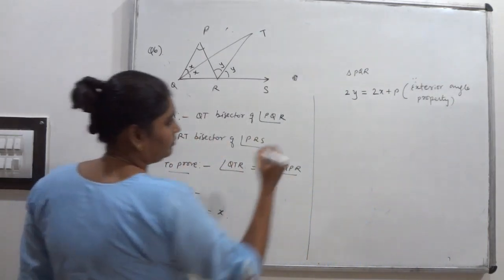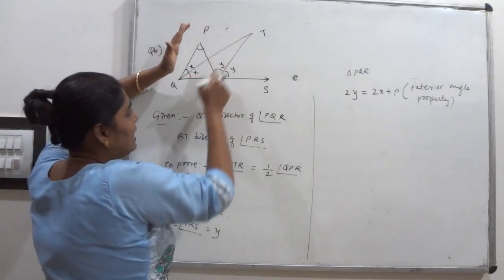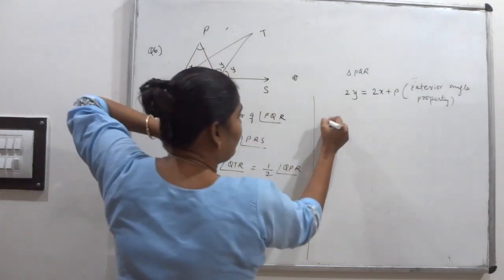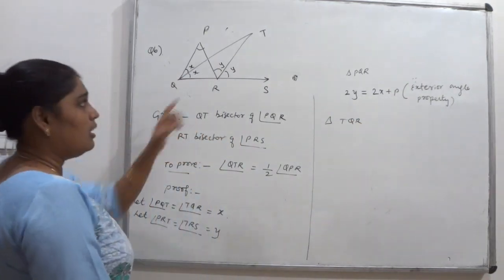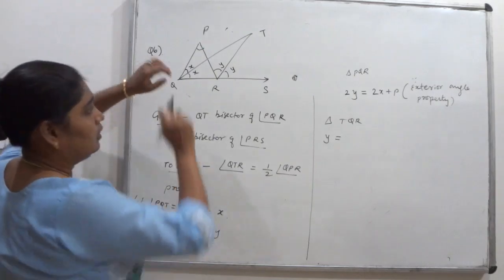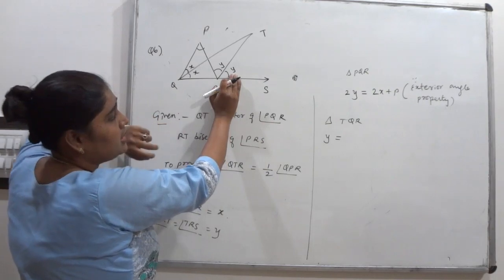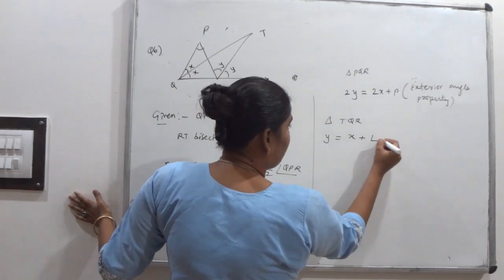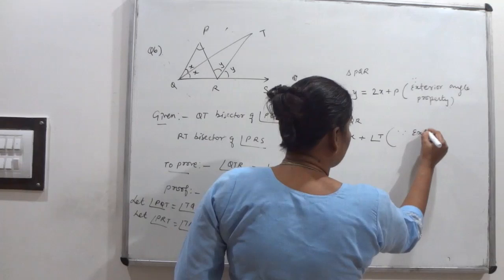Next one. Suppose I am taking triangle QTR here. What is the exterior angle? Angle y, which is equal to the sum of opposite interior angles. What is the sum of opposite interior angles for angle y? x plus angle T. Understood? Once again I am telling, this is also by exterior angle property.